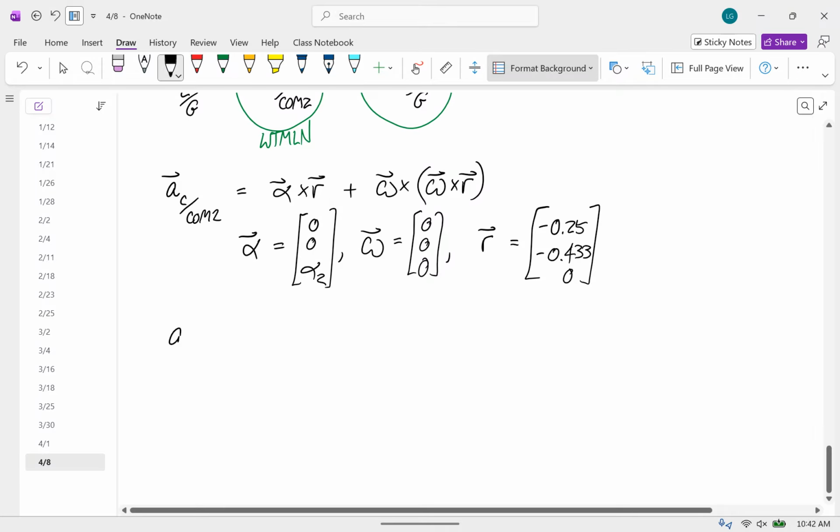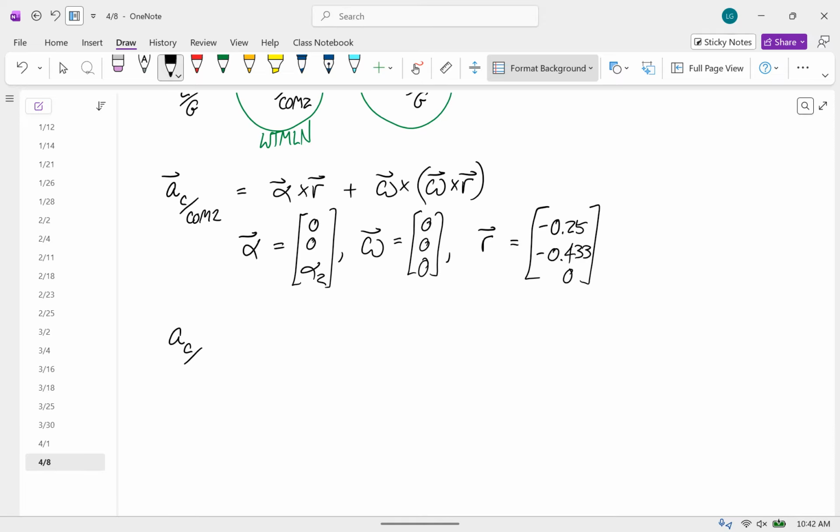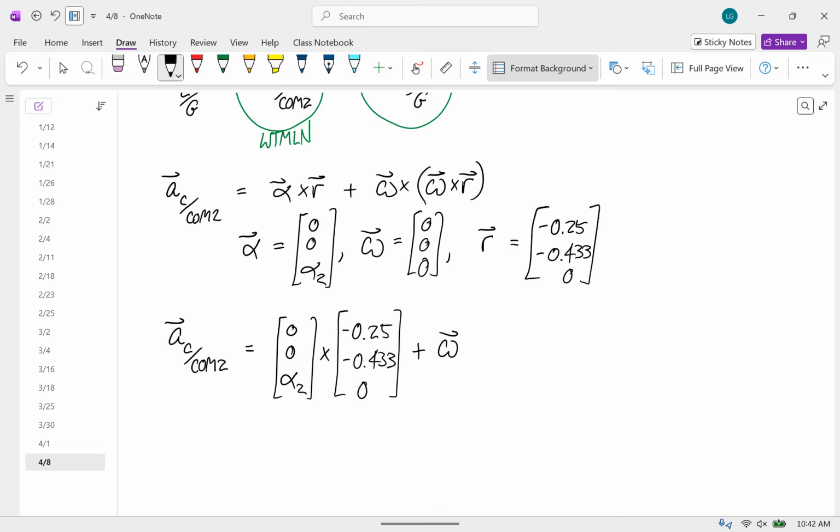And so the acceleration of C relative to the center of mass of 2 is 0, 0, alpha 2 crossed with negative 0.25, negative 0.433, 0, plus this stuff that goes away.